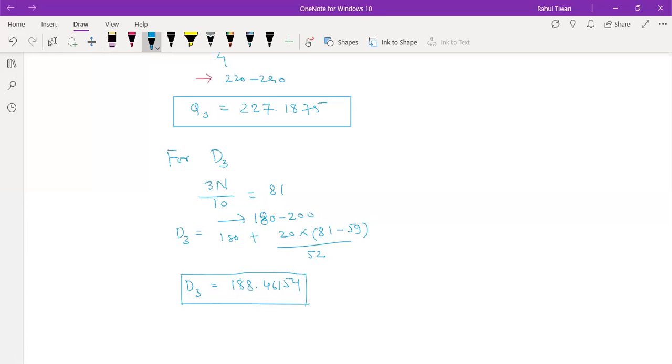Just do the calculation and let me know the answer. Yes, anyone got the answer? Yes, sir. Same answer. Anyone else got the same answer? Go to the chat box and write down capital Y or small y.